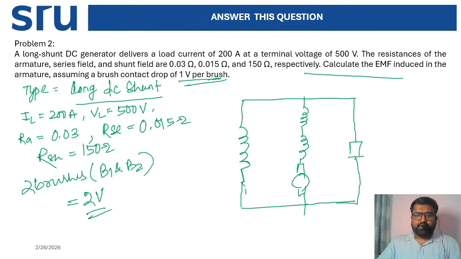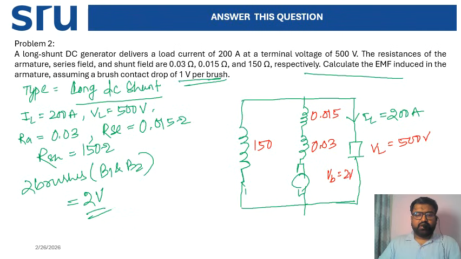Okay. Now you see here, the load current given is how much? That is 200 ampere. Then load voltage is 500 volt, right? Series resistance is given 0.015, and the armature resistance equal to 0.03, right? Then your shunt resistance is 150 ohm. Brush drop voltage VB is given equal to 2 volt, and you calculate the EG.